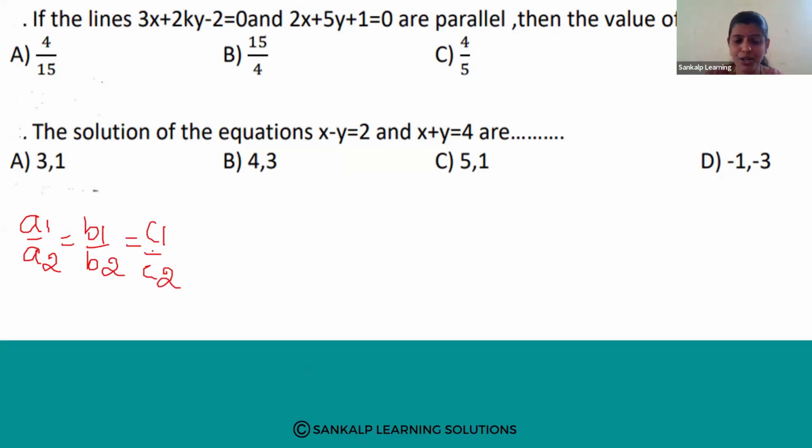Is it parallel? No, when the lines are parallel, then A1 divided by A2 is equal to B1 divided by B2, but it is not equal to C1 divided by C2. So for this condition to hold, what should the value of k be? What is the value of k then? Is it 4 divided by 15, or 15 divided by 4, or 4 divided by 5, or 5 divided by 4? I will wait. Put your answer in the chat box, let's see.